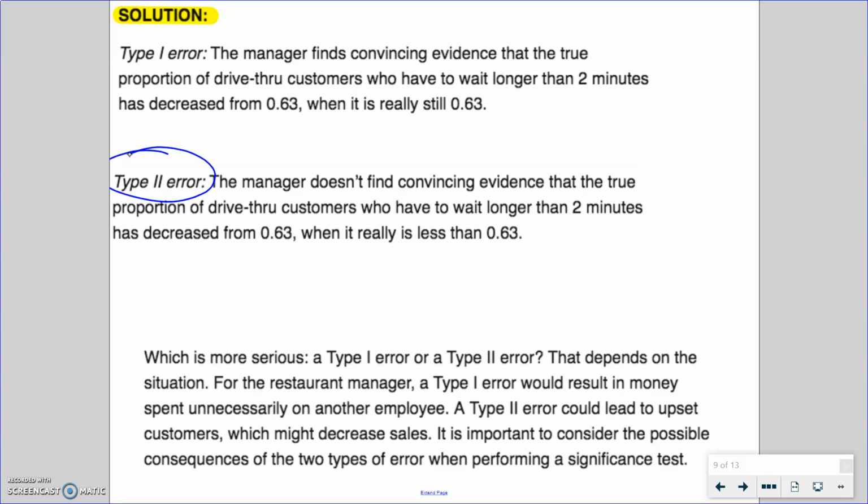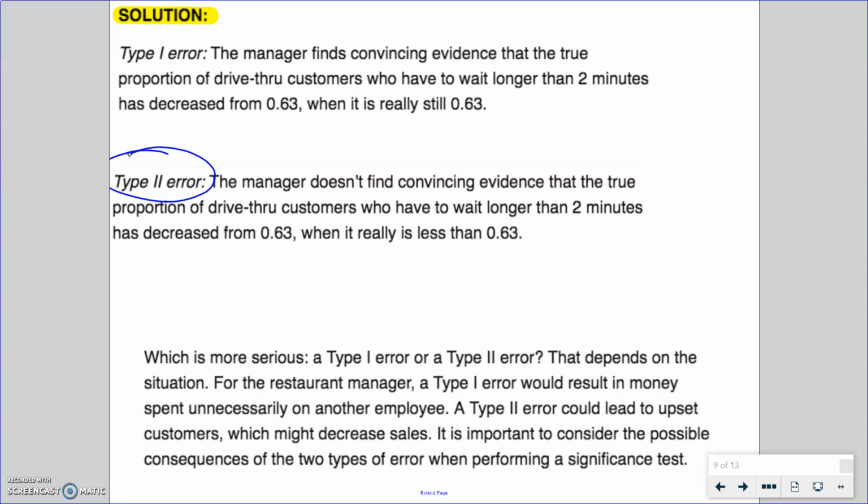Versus a type 1 error, the manager does find convincing evidence that it's decreased from 63% when it actually still is 63%. So that's more like, okay, he finds evidence like, no, my customers wait less than 2 minutes, 63% is too high. And he goes and tells his boss, and his boss believes him when actually it is still 63%. Both errors, again, not a huge deal, right? They're not a big deal.